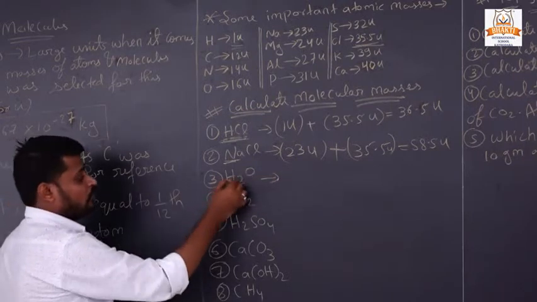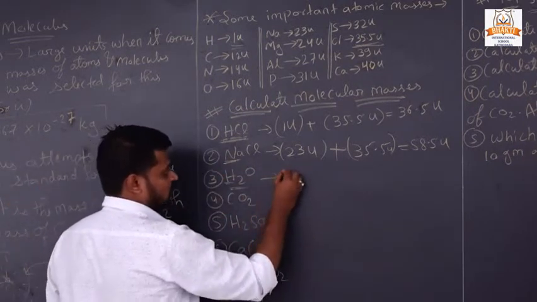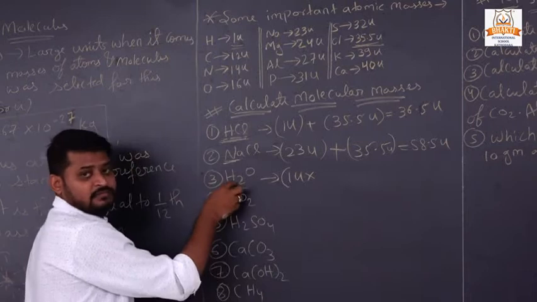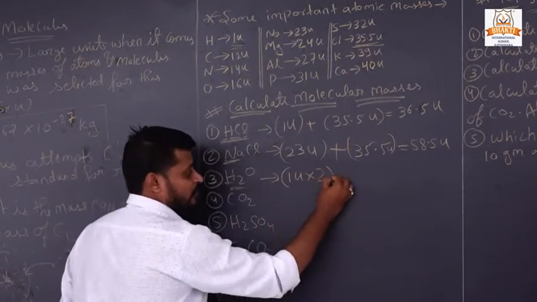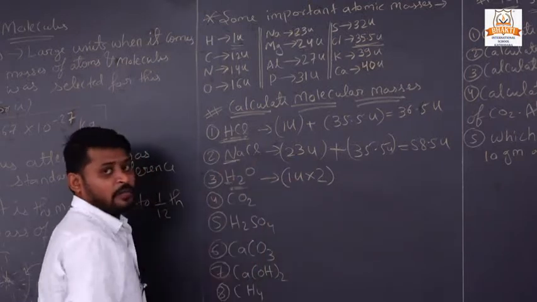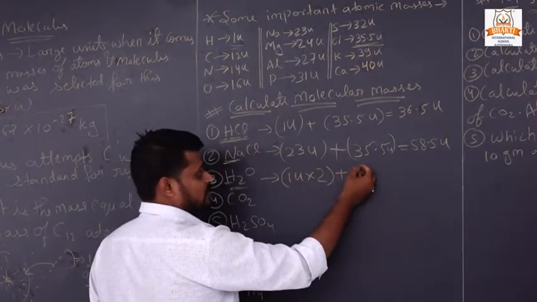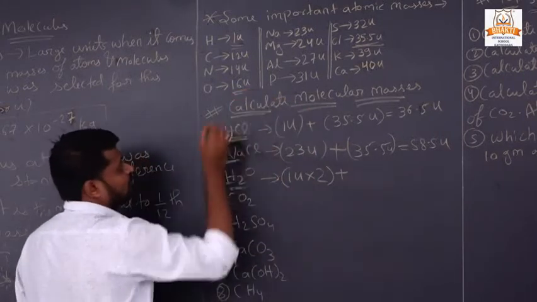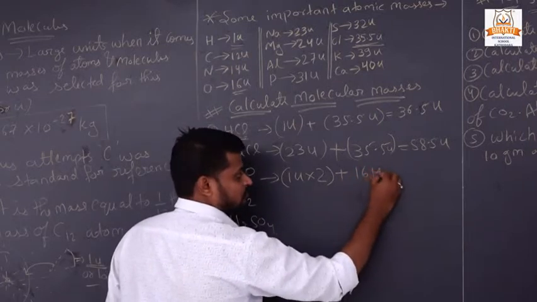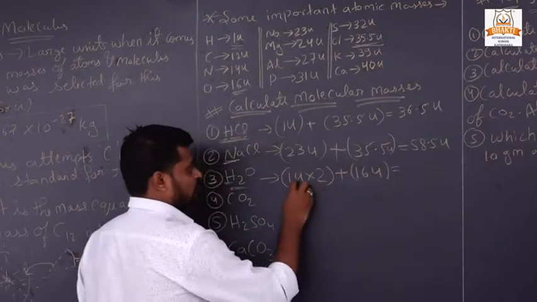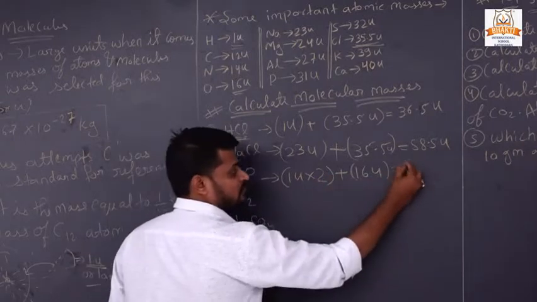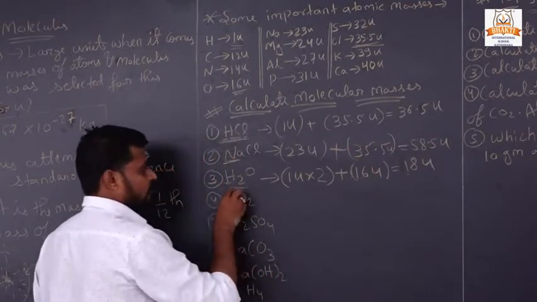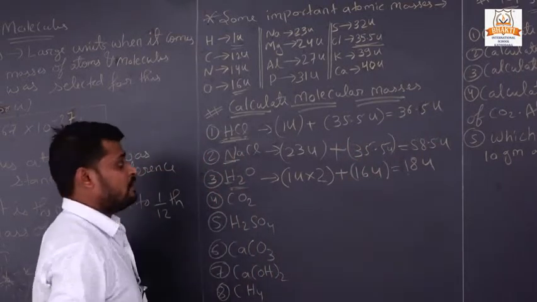H2O, water. See here, in H2O hydrogen has 2 atoms, so we have to multiply 2 with the molecular mass of hydrogen. What was the molecular mass of hydrogen? 1 unified mass, into how many atoms of hydrogen in H2O? 2. Then we multiply 2 with the molecular mass of hydrogen, plus oxygen has only 1 atom, so we write only its molecular mass, and the molecular mass of oxygen is 16. Then 2 ones are 2, 2 plus 16, 18 unified mass. So the molecular mass of water is 18 unified mass.